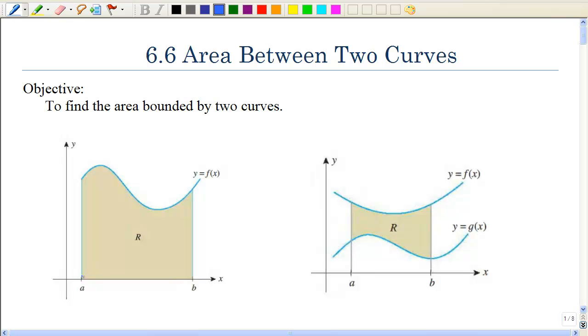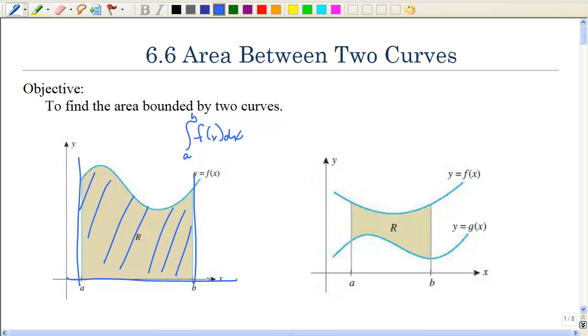In the previous section, we looked at the definite integral, which gave us the area underneath a graph, but it was bounded by the x-axis and two vertical lines, a and b. And so we integrated between a and b f of x, and that gave us the area of this region.